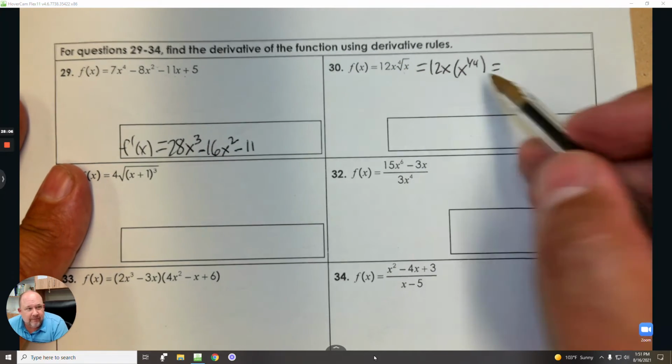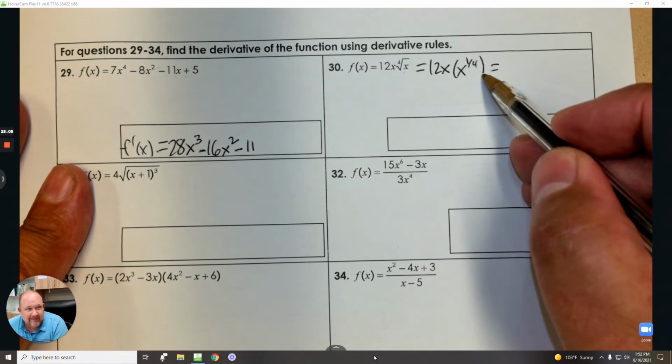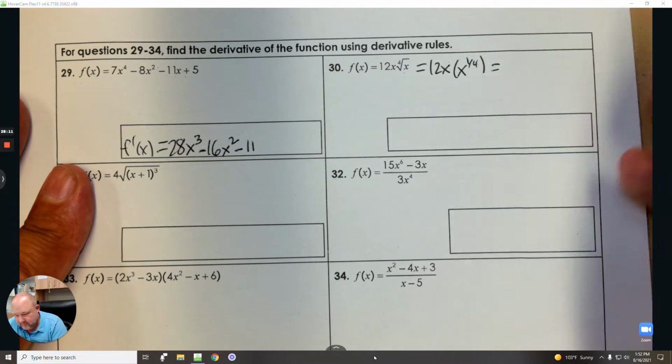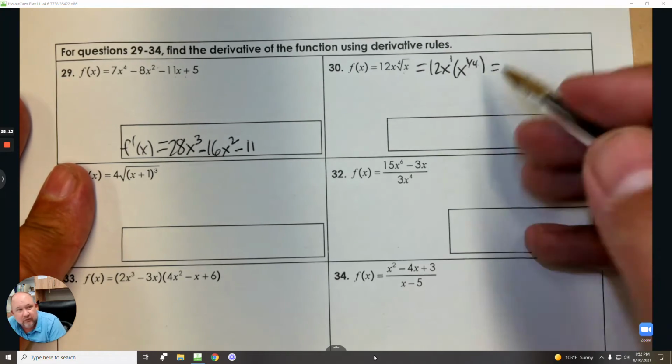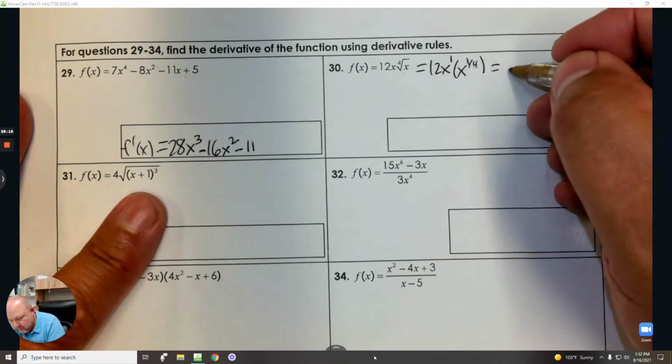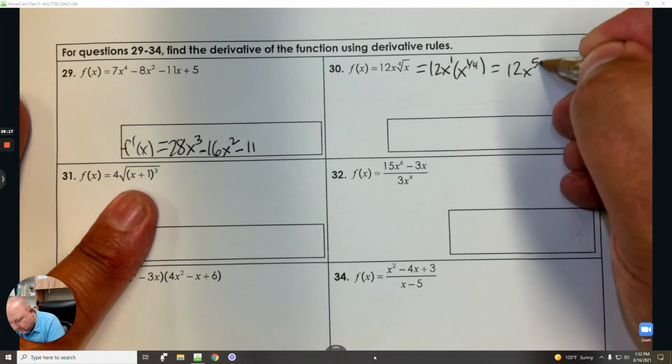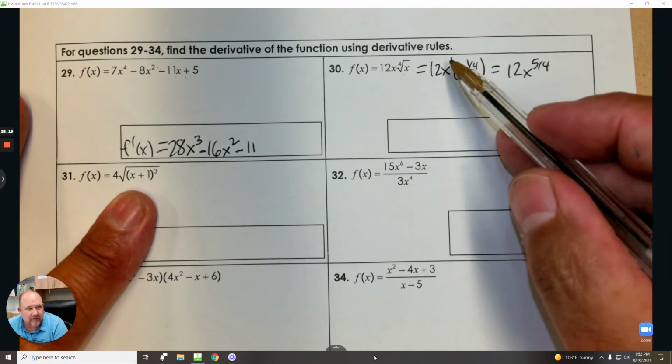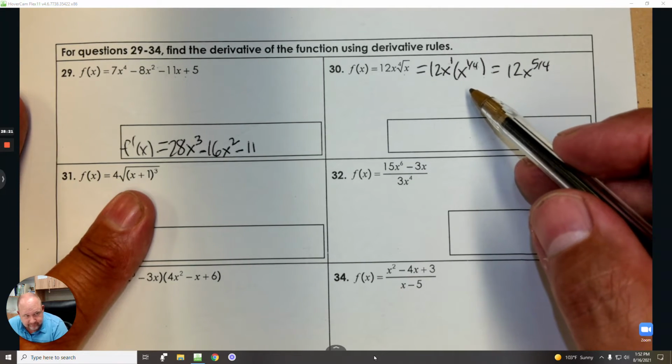So the fourth root of x is this. When you multiply it together, you add the exponents. So the exponent you don't see is 1. When I add them, you're actually going to get 5 over 4 when you add them with common denominators.